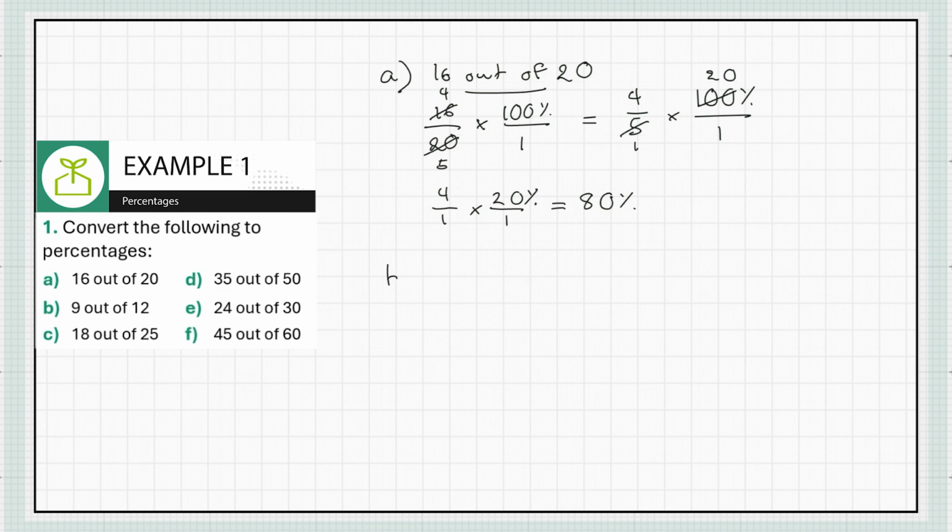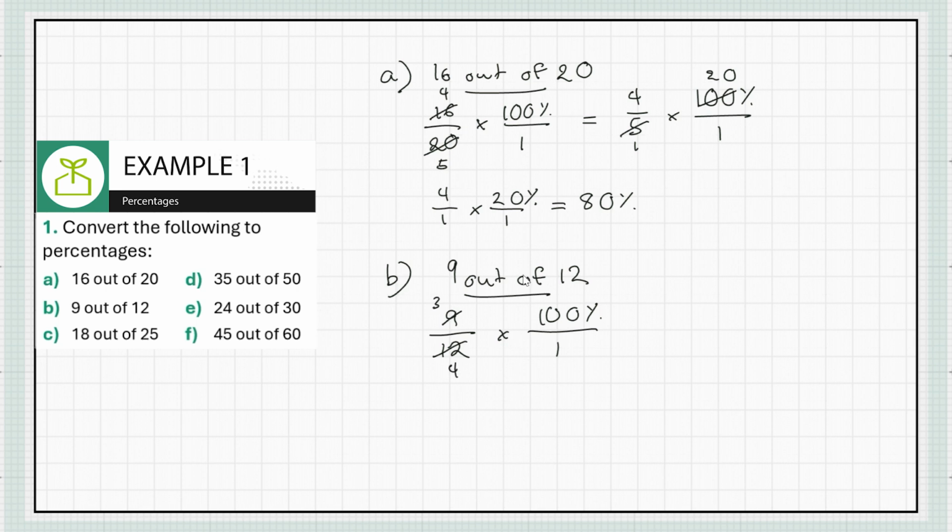Alright, let's look at B. So for B, we have 9 out of 12. And we're going to replace this "out of" and turn it into a fraction problem. So it's 9 over 12 times 100% over 1. So let's look if we can simplify this fraction. They're both divisible by 3, so let's divide the top by 3. 9 divided by 3 will just be 3, and the denominator by 3, 12 divided by 3 will just be 4.